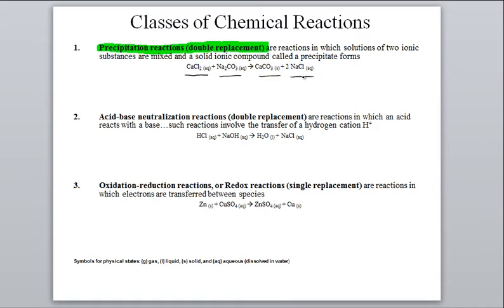This is called a double replacement reaction. If you look at the reactant side, this calcium metal cation and this sodium metal cation switch partners. So the calcium goes with the carbonate and the sodium goes with the chloride. And that's why it's called a double replacement. The next type we're going to look at is an acid-base type of reaction.